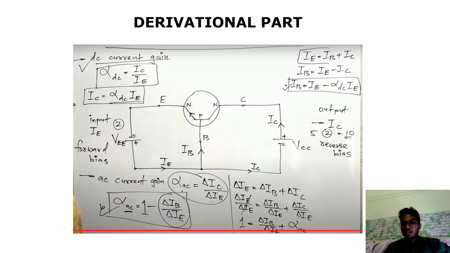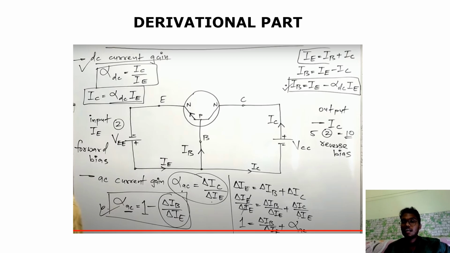Coming to the AC current gain, the basic definition of AC current gain is alpha AC is equal to the ratio of change in collector current to the change in emitter current, and hence we get alpha AC is equal to 1 minus delta IB by delta IE. We have to prove this. So for this, we already have IE is equal to IB plus IC. Here it is change in currents, that's why we take deltas. Delta IE is equal to delta IB plus delta IC, and dividing the entire equation by delta IE.